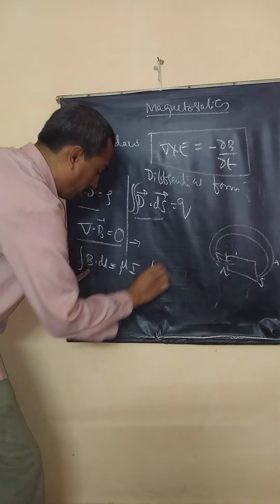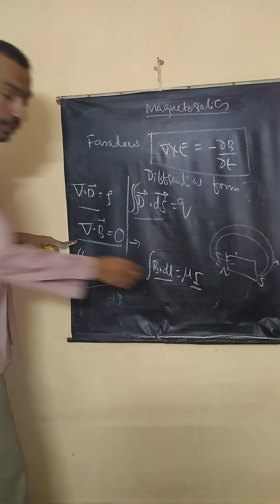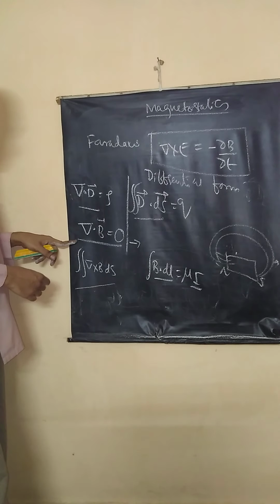Del cross B ds. I am applying Stokes theorem. The line integral of a vector around a path is equal to the surface integral of the curl of the vector over the surface bounded by this path. On the right hand side, mu into I. Mu into I can be written as current per unit area into ds. Correct? Same Ampere's law.